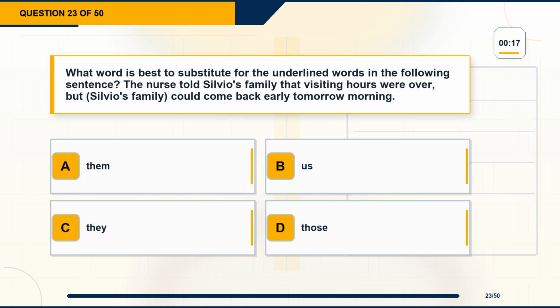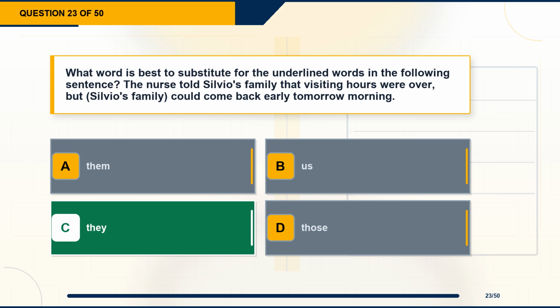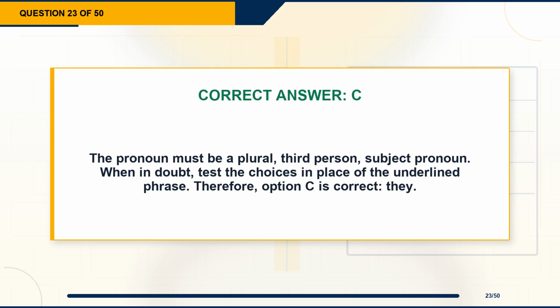Question 23. What word is best to substitute for the underlined words in the following sentence? The nurse told Silvio's family that visiting hours were over, but Silvio's family could come back early tomorrow morning. Option A, them. Option B, us. Option C, they. Option D, those. The correct answer is option C, they. Explanation: the pronoun must be a plural, third person, subject pronoun. When in doubt, test the choices in place of the underlined phrase. Therefore, option C is correct, they.